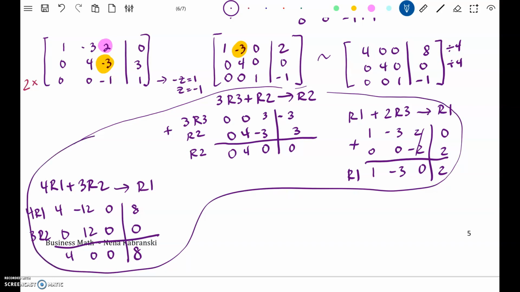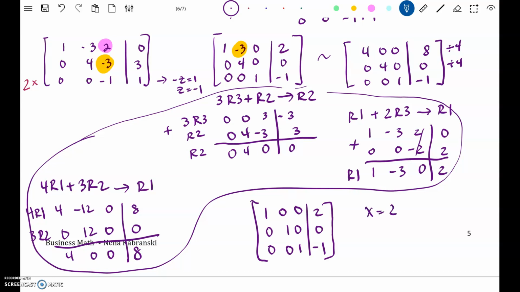But if we eliminate that work here and divide by 4, what we're getting is the first row is 1, 0, 0, 2. The second row would be 0, 1, 0, 0. And the last row is 0, 0, 1, negative 1. So my solution would be x is 2, y is 0, and z is negative 1.